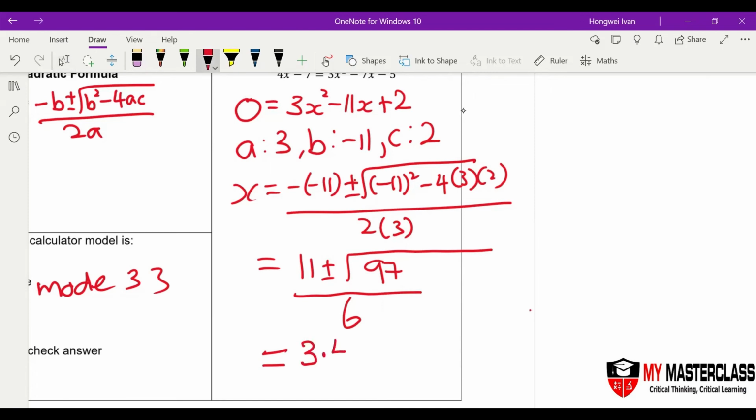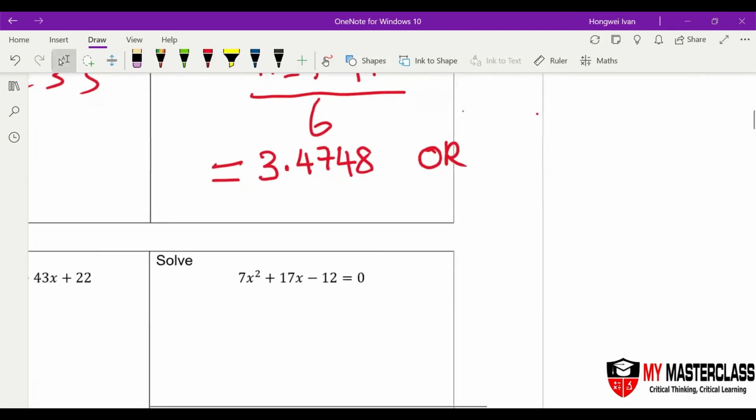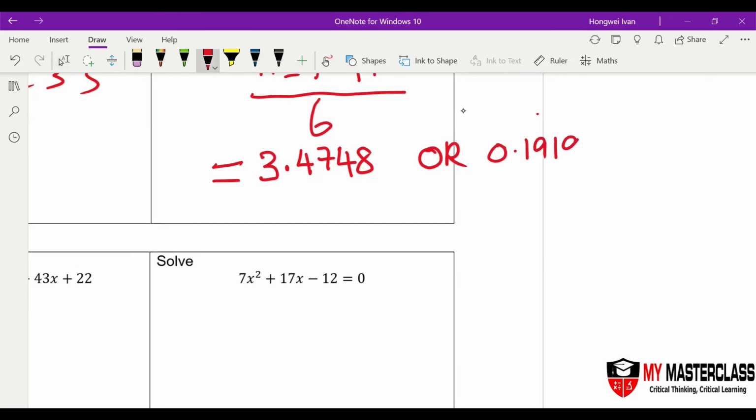3.47. 4.4748. Okay? You must write all. I've seen sloppy boys from Hwa Chong, also never write all, penalized. The other one, Raiden. 0.1919. 0.191866. Okay, you must put 5 or 6 SF as much as possible.